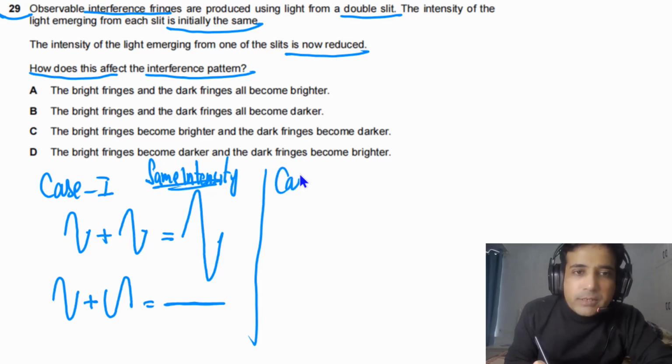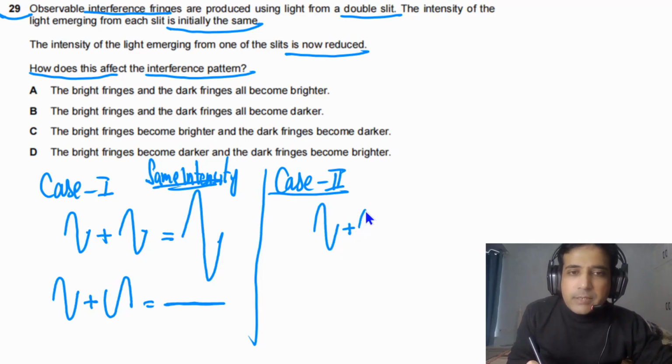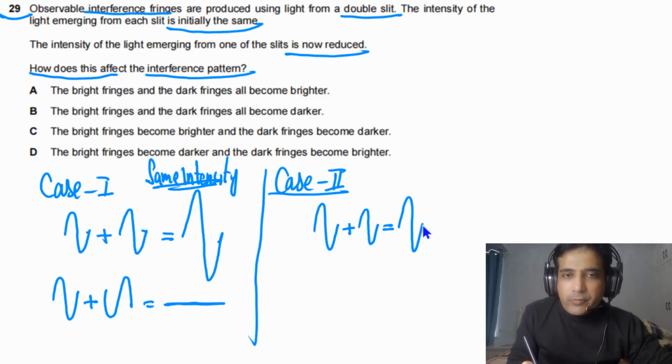Now we can discuss the second case, when the intensity of one slit is reduced. In this case, we have one wave, the initial one, and the second one, whose intensity has been decreased, meaning the amplitude has been decreased. When we add these two waves, we will get this bright fringe, but this bright fringe will be dimmer than this one.